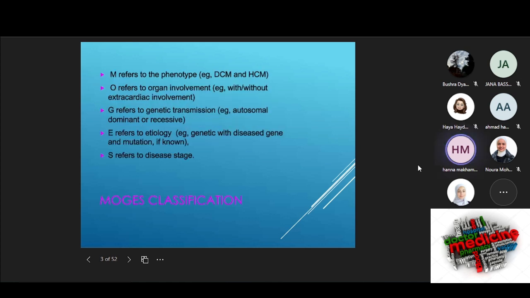Now for the classification, we have the MOGES classification. In the MOGES classification, M refers to phenotype, whether it's dilated or hypertrophic. O refers to organ, with or without extracardiac involvement. G refers to genetic transmission, whether it is dominant or recessive. E refers to etiology, genetic disease with disease gene and a mutation if known. And S refers to disease stage. So that is the MOGES classification.